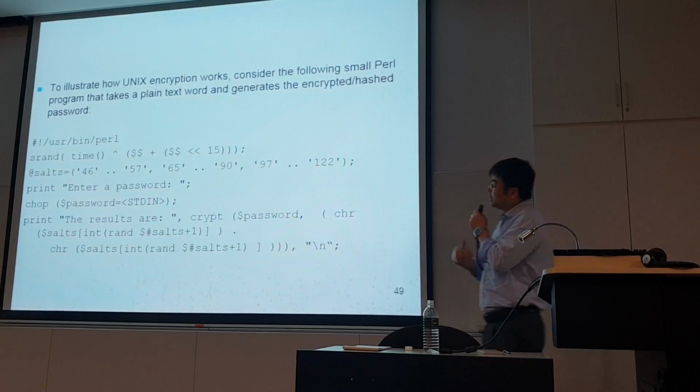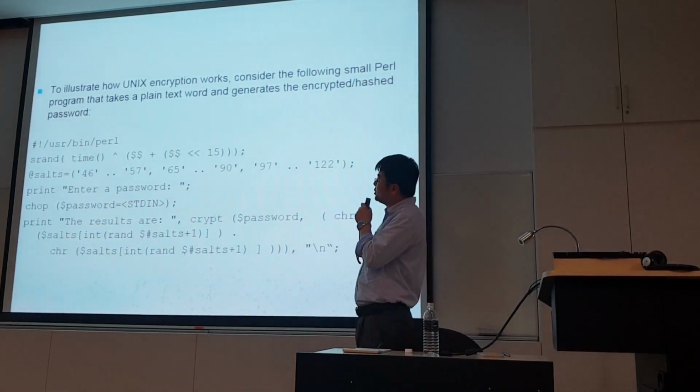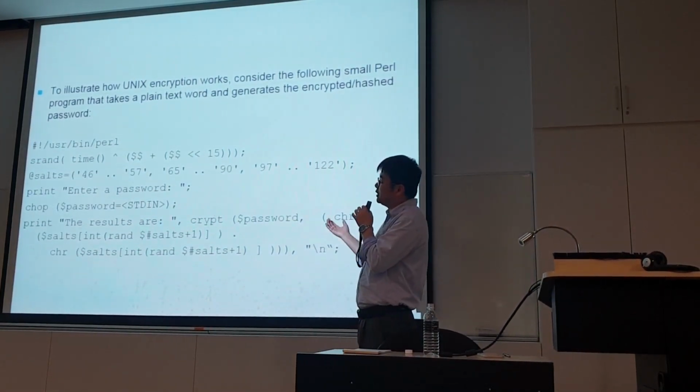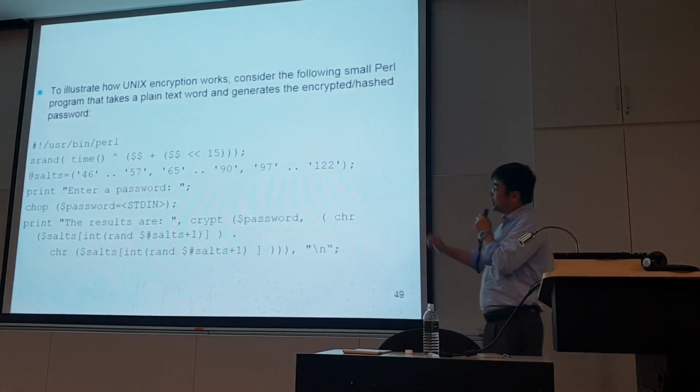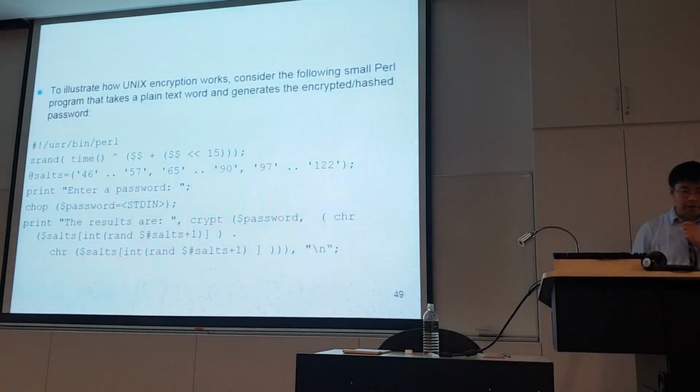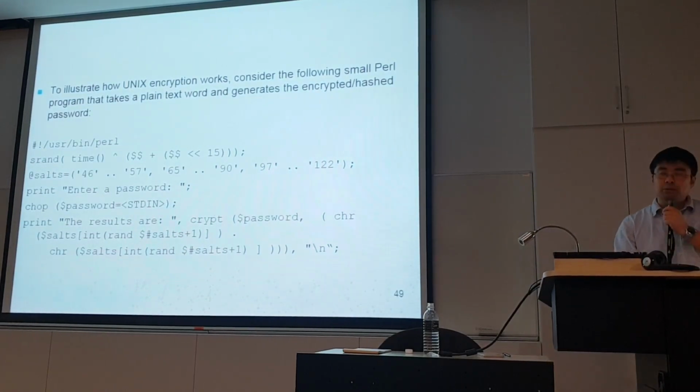There is some code provided in the sample code, so you can run it to get some experience. You can run the sample code in Unix. For example, you can connect to Banshee and run the sample code, right? So this is one simple example to illustrate how this salting works. This is a Perl script.